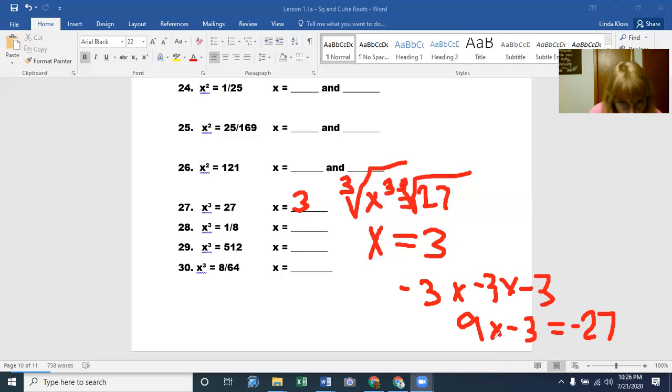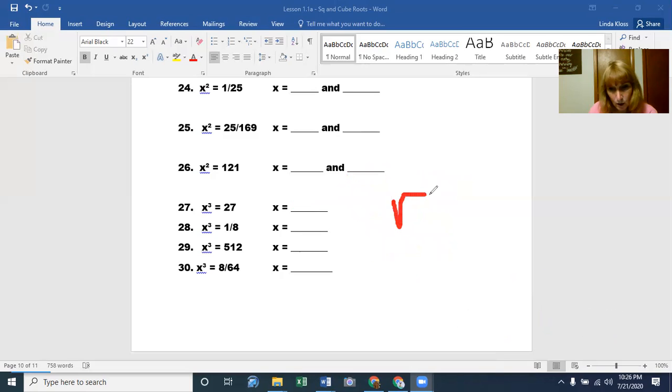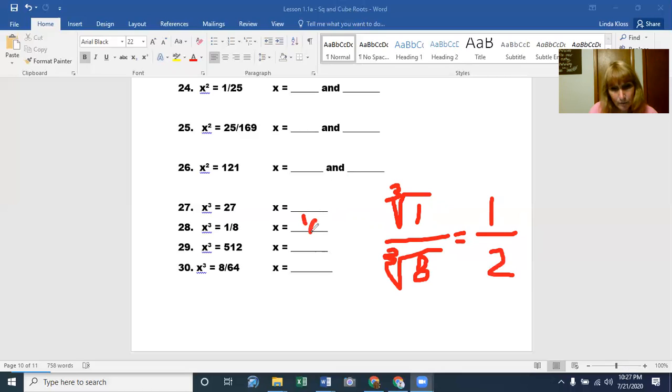Let's look at number 28. X cubed is equal to 1/8. So we have the cubed root of 1 over the cubed root of 8. What is the cubed root of 1? What number times itself 3 times will give you 1? Well, 1 times 1 times 1. So 1 on the top. What number multiplied by itself 3 times is going to give you 8? Yes, 2. So that answer is 1/2. And again, only the positive value is going to be there.